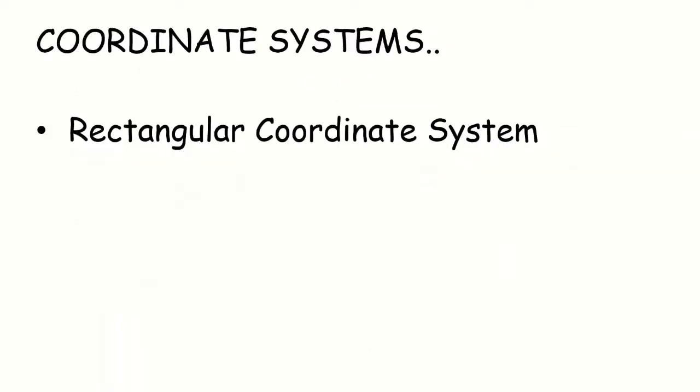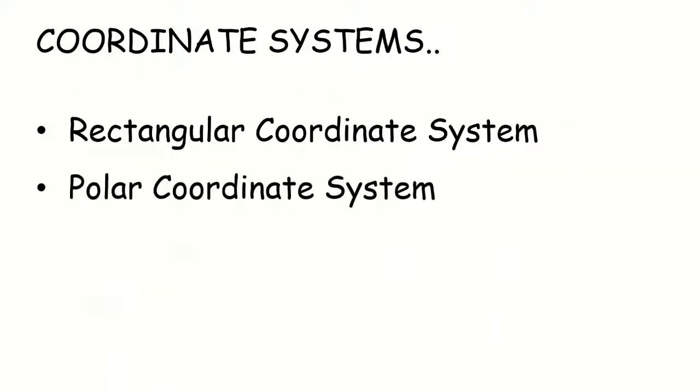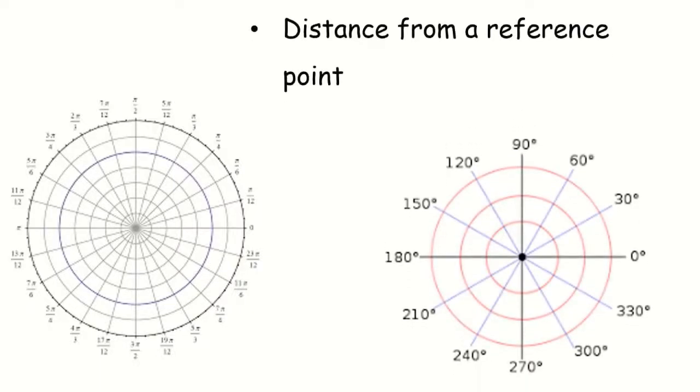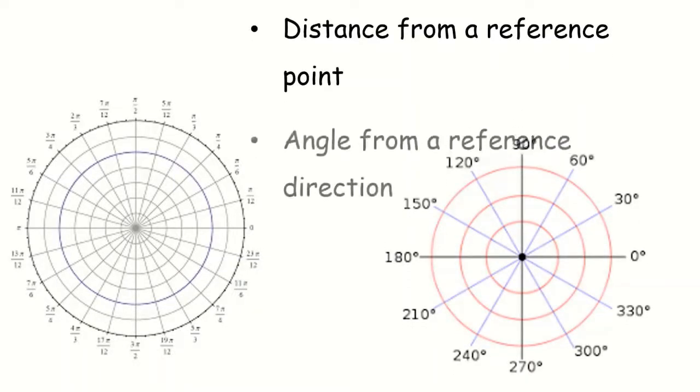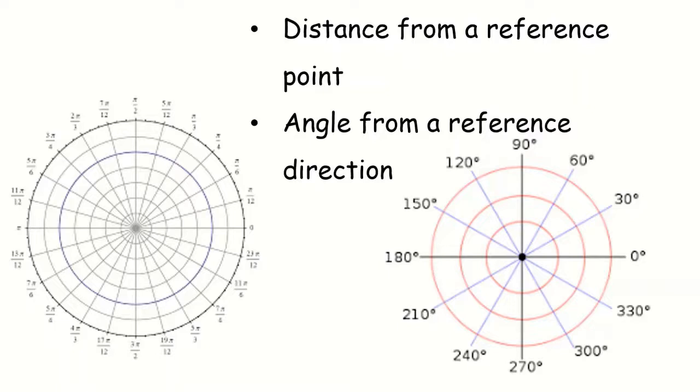The other coordinate system that is also used is the polar coordinate system, where the coordinates of the point depend upon the distance from a reference point and the angle from a reference direction.